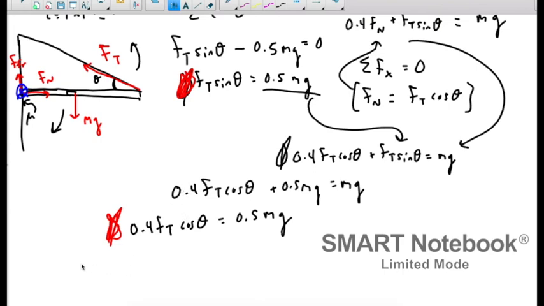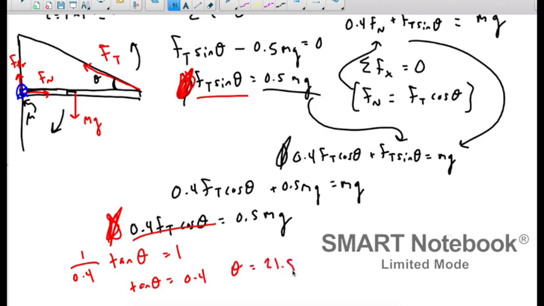and I will get this, that 1 over 0.4 tangent of theta, I'm just dividing this by this, equals 0.5 mg divided by 0.5 mg is 1, and therefore I get that the tangent of theta must equal 0.4. And I can do a quick inverse tan in my calculator and find that the angle theta has got to be equal to 21.8 degrees.